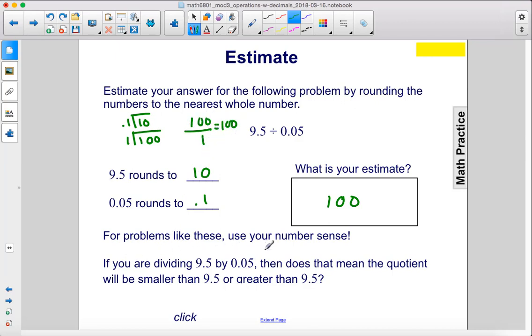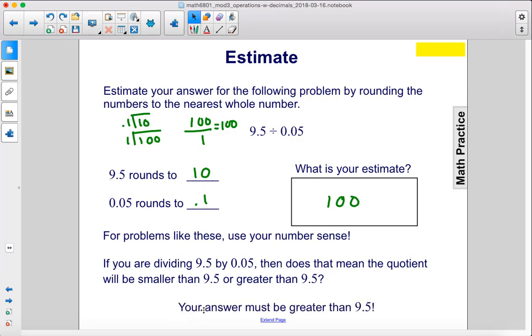For problems like these, use your number sense. If you are dividing 9.5 by 0.05, does that mean the quotient will be smaller than 9.5 or greater than 9.5? Well, greater. It will be greater. It will be greater than 100. So, yeah, if you're dividing by a tiny number, you're going to end up with a very big number.